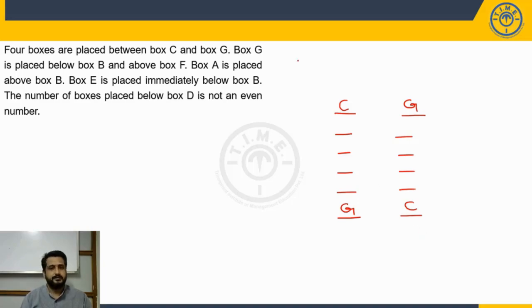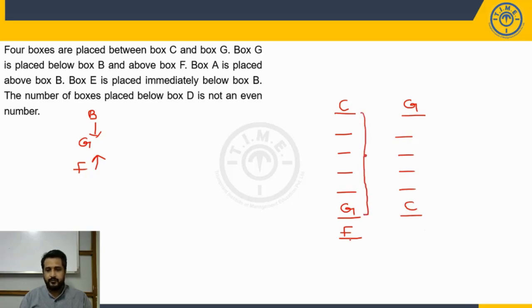Let's go further. Box G is placed below B and above F. If you look at this case, G is placed immediately below B and above F. G is above F. The only possibility is that F is at the bottom, because we have only 7 boxes and already 6 boxes are fixed.